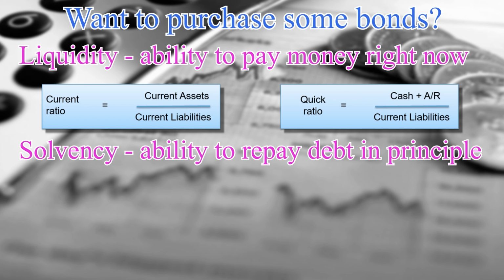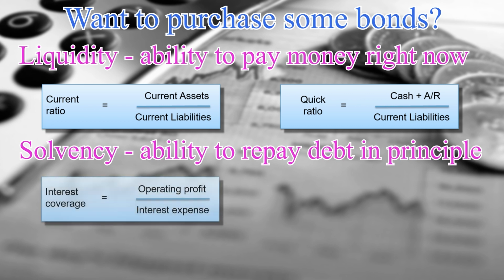The next area is solvency. That's where you see if the company has too much debt that it has to repay. There are 3 basic ratios that show the financial health of a company. The first one is interest coverage.